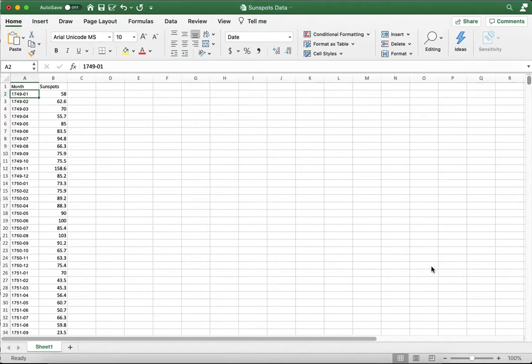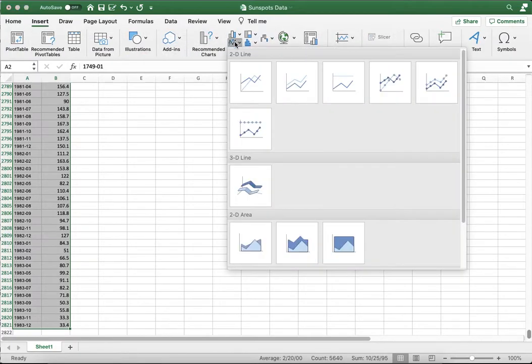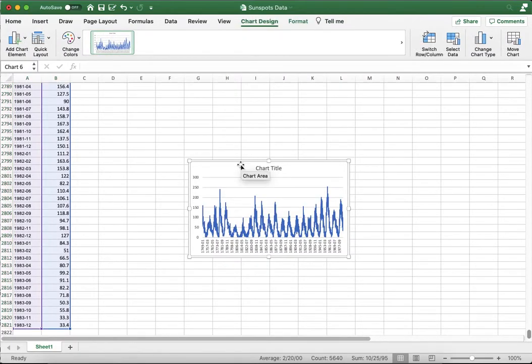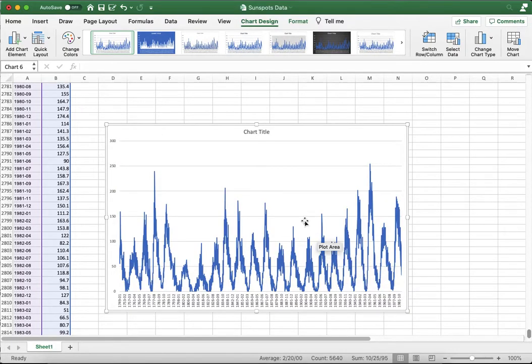So like I said in the article, first we're going to look at this time series to identify the seasonality. So I'm just going to highlight the entire two columns, go into insert and create a graph. This is just a standard line graph where we can see that there is a seasonality.